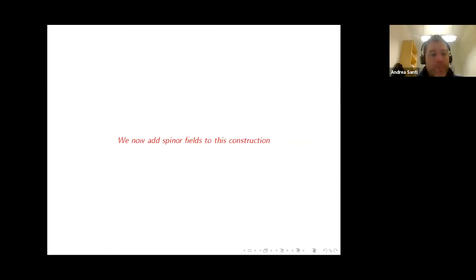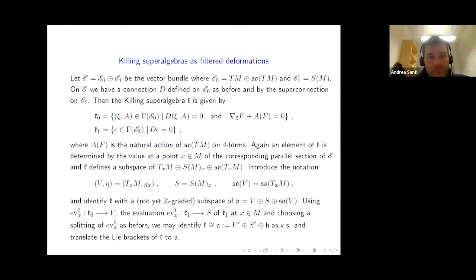So to get the result in the supergravity setting, we just add essentially spinor fields to this construction. So we consider a bundle with even and odd part, even as before, and odd part given by the spinor bundle. And we extend the connection D defined on the even part by what we call the superconnection, the one that defines Killing spinors. So the Killing superalgebra is now given by K0, which I think of as sections of the even part, which are parallel with respect to D, and such that this equation holds. Remember, we also have to preserve F. And K1 are just parallel sections of the odd part.